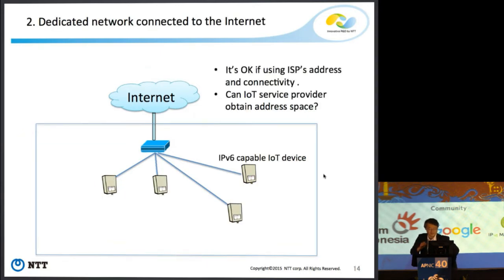The second type is the dedicated network connected to the internet. In this case, if using the ISP address, where the IoT device addresses are provided by the connectivity provider, it's okay. But if the device service is provided by something like an IoT service provider, maybe it has a problem. I'm not sure they can get an IPv6 address or not.